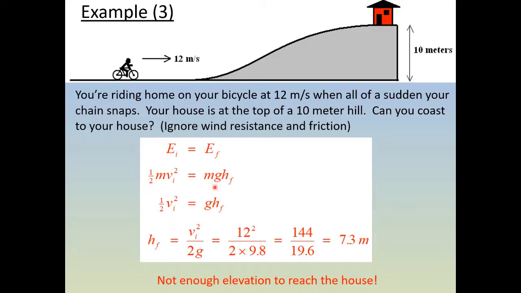Okay, so now this looks just like the previous problems where we have 1/2 mv squared equals mgh, and what we're going to solve for here is the height. How high up will the bike coast?